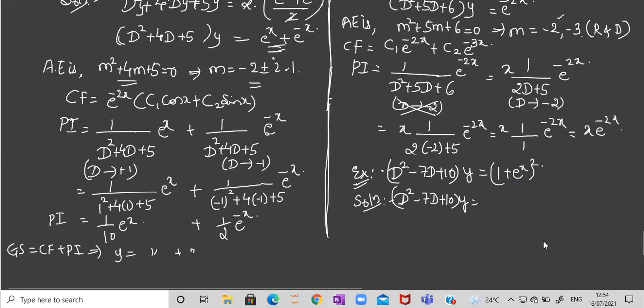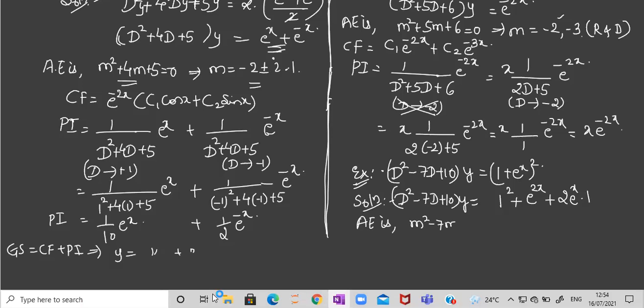Can you tell me what can be done here, the RHS part? How can this be simplified? 1 plus e to the power x, whole square. What formula are you applying? (a plus b) whole square is a square plus b square plus 2ab. Am I correct? Yes. Now let us find CF for that.